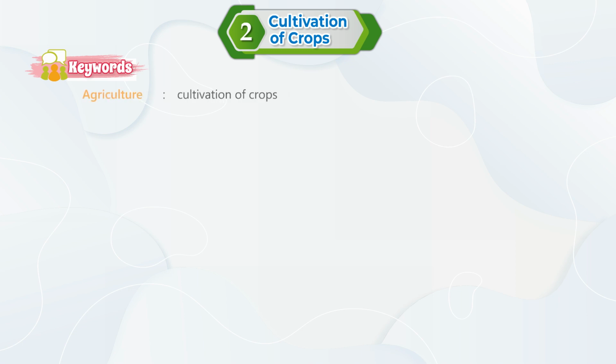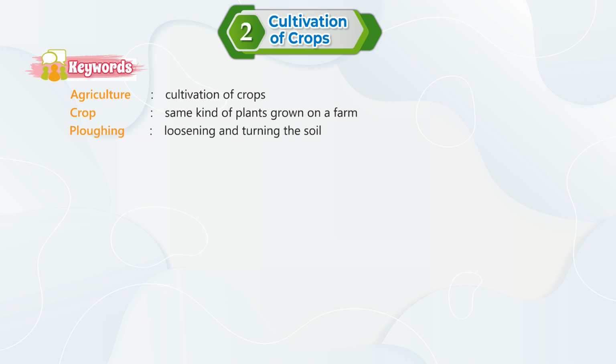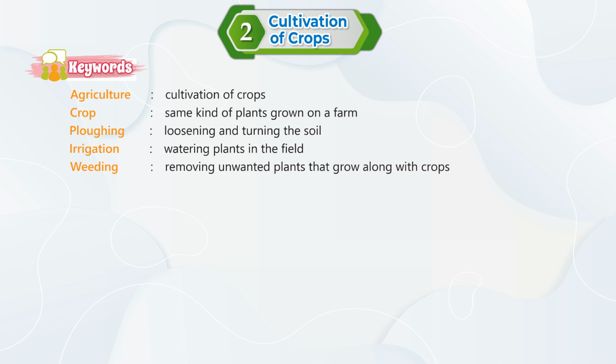Key words. Agriculture, cultivation of crops. Crop, same kind of plants grown on a farm. Plowing, loosening and turning the soil. Irrigation, watering plants in the field. Weeding, removing unwanted plants that grow along with crops.